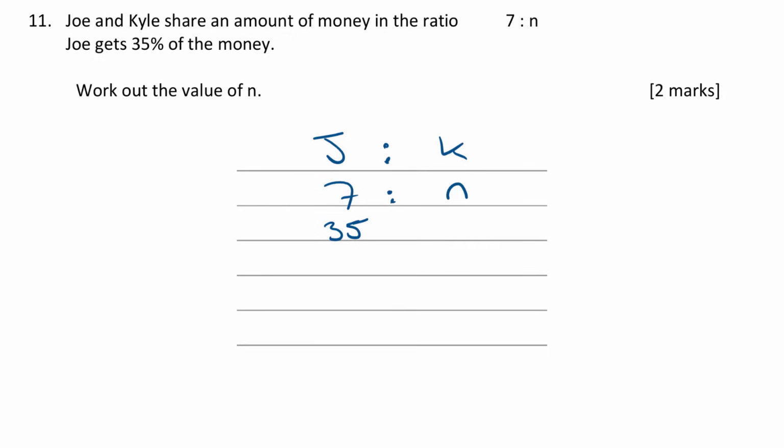So what percentage would be left then for Kyle? Kyle's going to get the rest then, isn't he? So if I've got 100% and I let Joe have 35% of it, then Kyle is going to get 65% of it. Okay? Can you see that the relationship between these two numbers, that's 5 times bigger, isn't it? So then if I multiply n by 5, I'm going to get 65. In other words, n must be 65 divided by 5. 65 divided by 5 is 13, so n is 13.